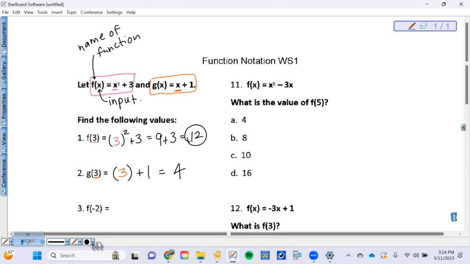f of negative 2. That means I take negative 2 and I plug it in for x. So f of negative 2 is negative 2 squared plus 3. What's negative 2 squared? Try again. 4. Negative 2 squared is negative 2 times negative 2, so that's a positive 4. 4 plus 3 would give me 7.